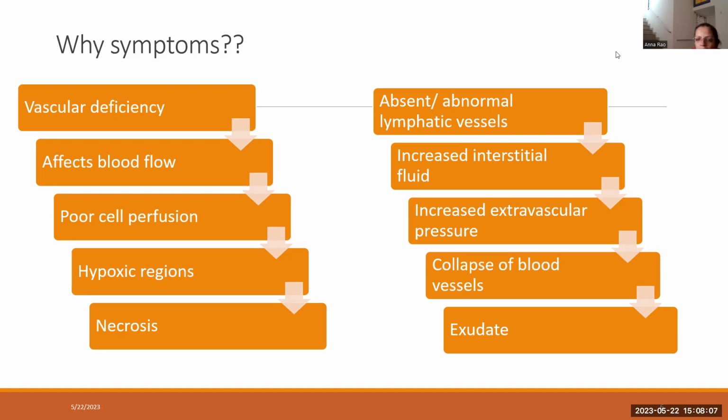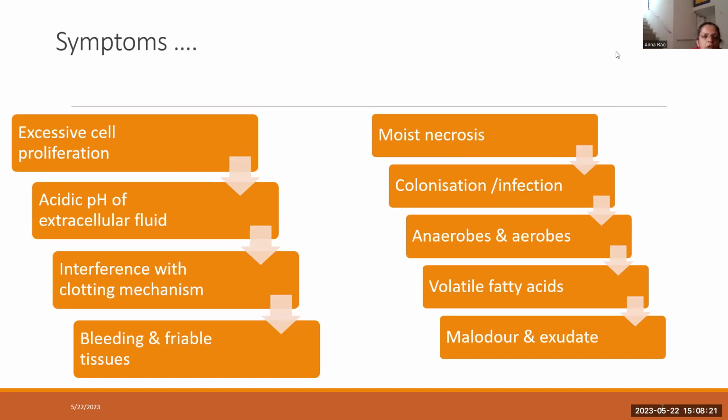Okay, and there will be more pressure at the local site. So what will happen? It will further collapse the small blood vessels, and because of that, there will be a lot of exudate because the fluid is not collected by the lymphatic vessels. Now, because of the excessive proliferation, the pH of the extracellular fluid will change, and it will be of an acidic nature. So that will cause problems in clotting. Because this mechanism is lost, what will happen next will be bleeding.